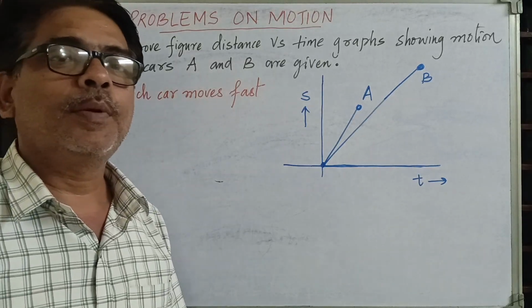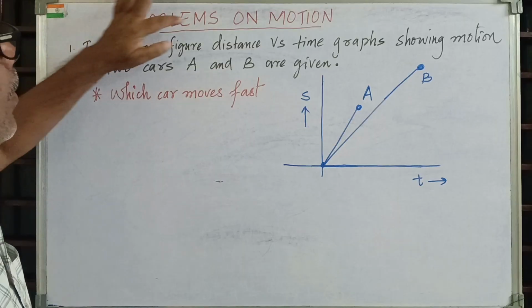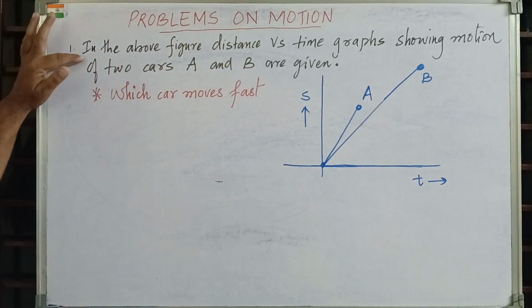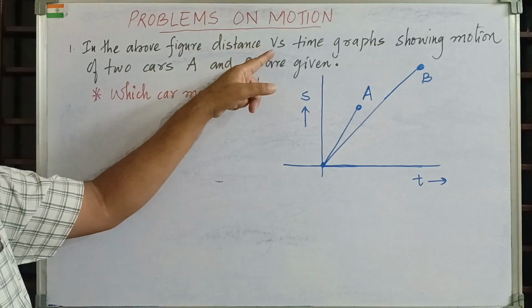Now let's do problems on motion. So a problem is on the board now. Problems on motion. The first problem is what? In the above figure, distance versus time.